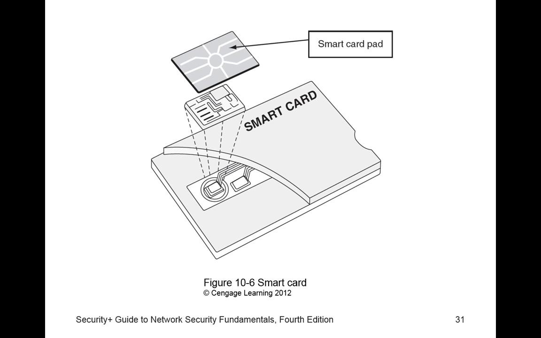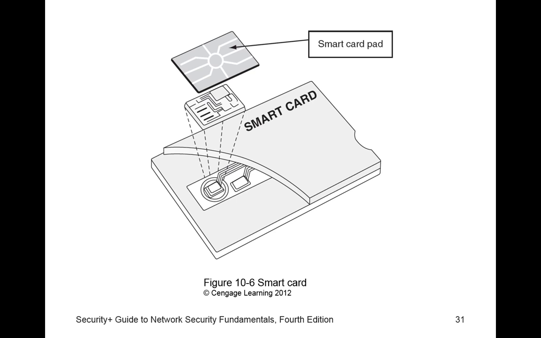Good. Okay, smart card. Basically it just has a little smart chip on there. Your SIM card in your mobile phone is a smart card. It stores all the information on it. You have a smart card pad that goes on top of it, and when you slide it into the card reader, it reads the data off of there.